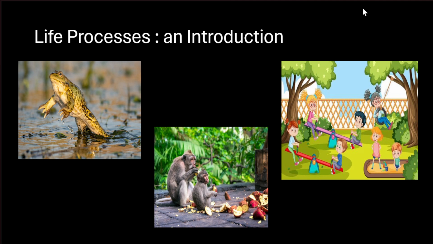Now, it's really difficult to distinguish between a living organism and a non-living object. And it is equally difficult to give a proper definition of life. So, if we are looking at a frog which is jumping, or monkeys who are eating fruits, or children who are playing in the park, we know that these are living things. You need not describe them.